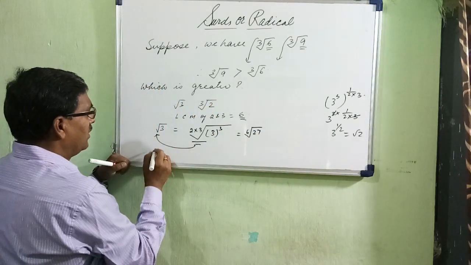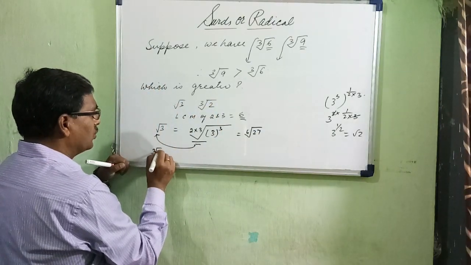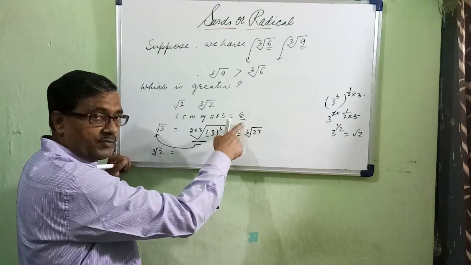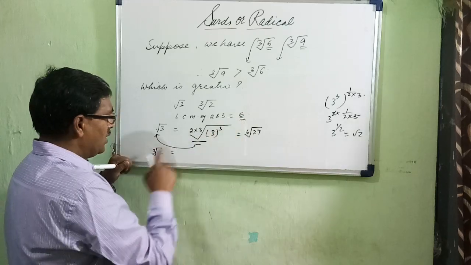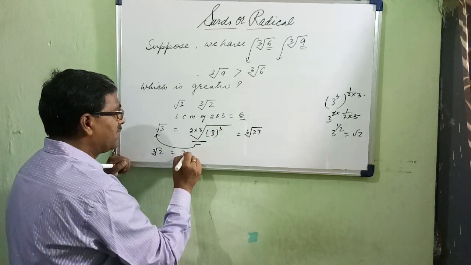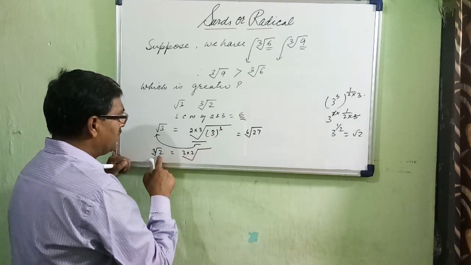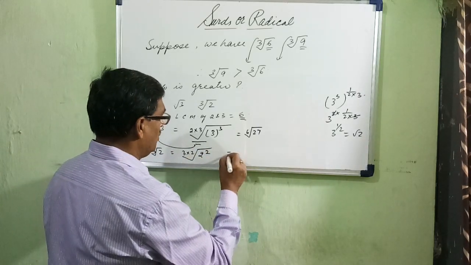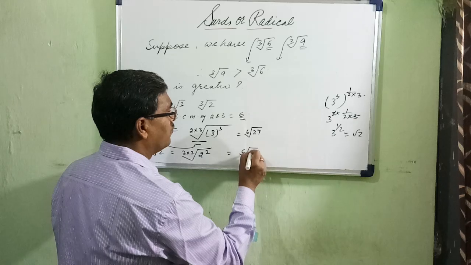Let us take another one. Cube root of 2. Cube root of 2 means 3 divides 6. How much left? 2. So 3 2 is 6. So this order is multiplied by 2, and this radicand will have the same power, and so this is equal to how much? 6th root of 4.